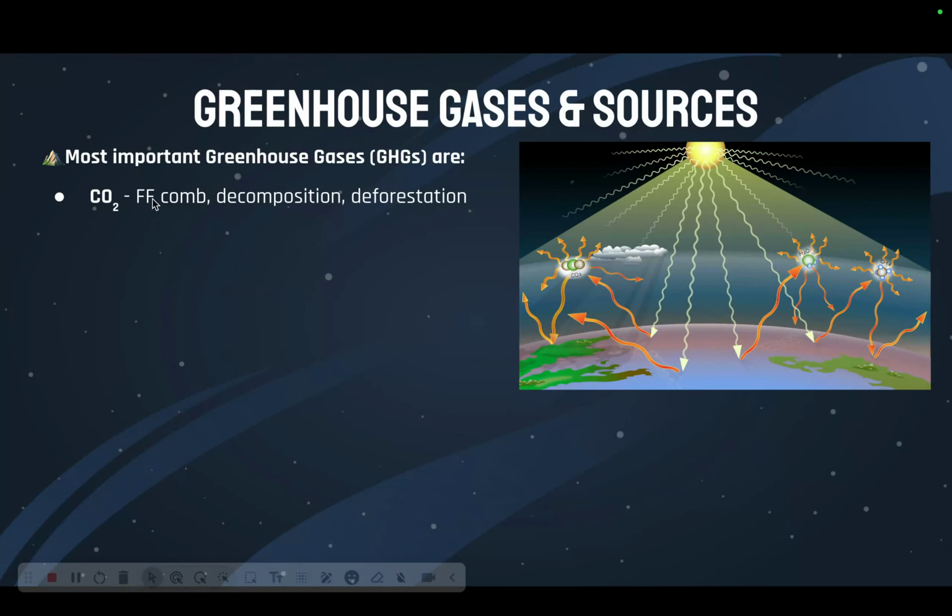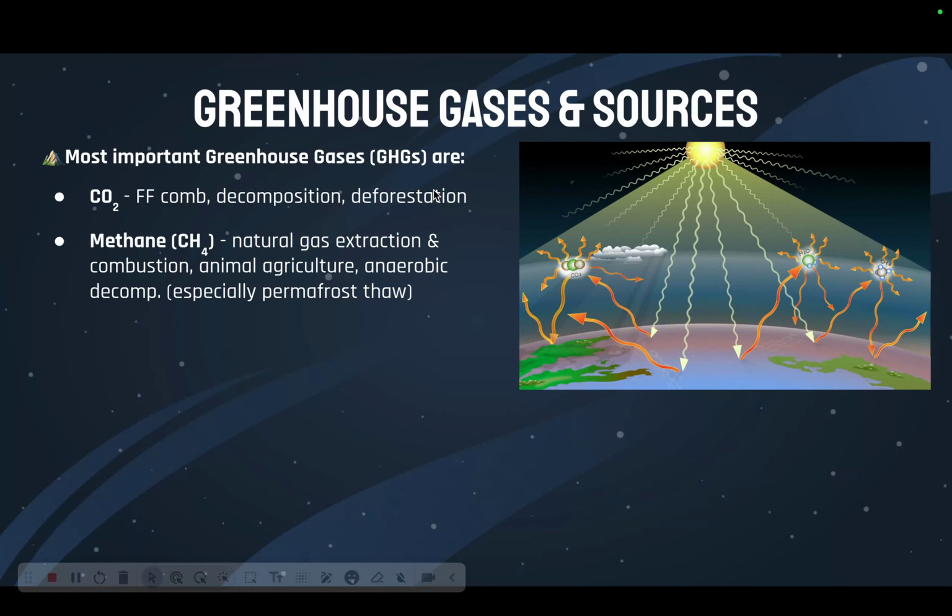All right, and so we get CO2 from fossil fuel combustion, we get it from decomposition, we get it from deforestation. When we cut down trees, there's going to be more CO2 in the atmosphere. Also from methane, CH4. All right, methane's another really important greenhouse gas, or GHG. We get methane from extracting natural gases and from burning fossil fuels. We also get methane from animal agriculture when animals break down plant material after they've eaten plant material, especially cows, sheep, grazing animals. Their body processes that and breaks down the food and then gives off methane.